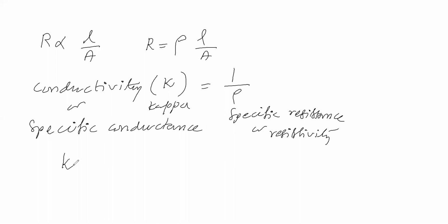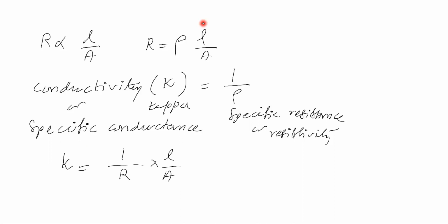Now, this kappa is equal to 1 by rho, and we will substitute the value of rho into this place. What we will get is 1 by R into L by A. This kappa is called specific conductance or conductivity. This is equal to 1 by R into L by A.